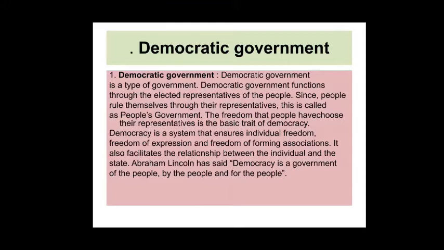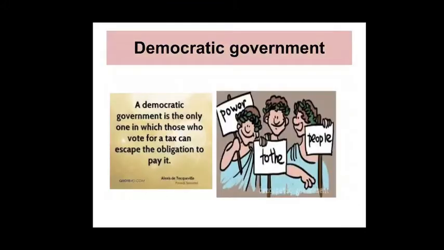Democracy is the system that ensures individual freedom. So individuals can select and express their rights, and have freedom of expression and freedom of forming associations. It also facilitates the relationship between the individual and the state. Already we know the statement of Abraham Lincoln: Democracy is a government of the people, by the people, and for the people. Generally, what is democracy? Democracy is of the people, by the people, and for the people.